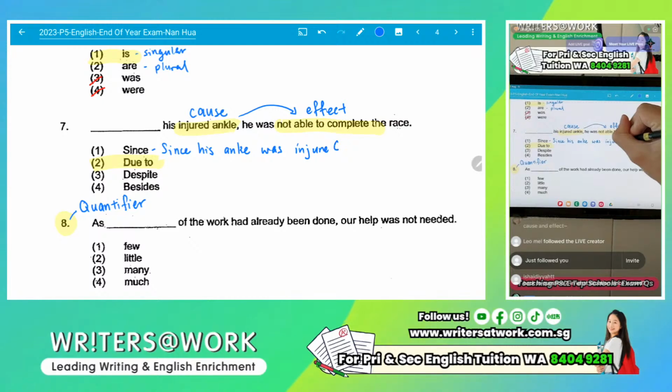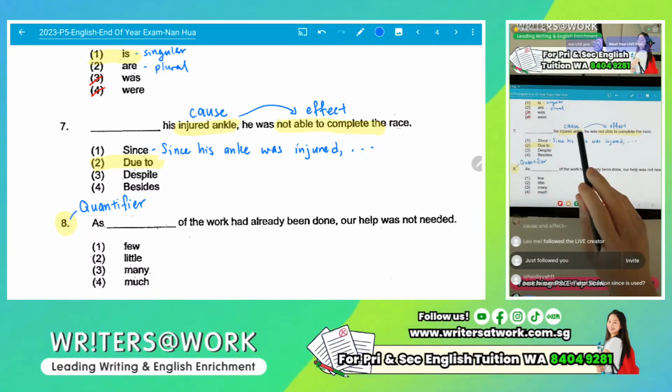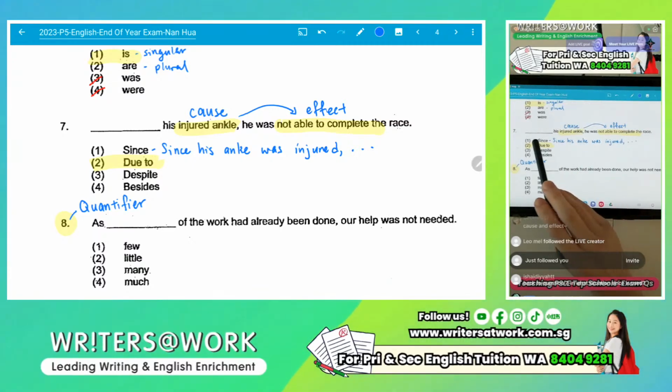And then moving on with the rest of the sentence. Okay. A slight variation of the first clause of this sentence: using due to when the injury or the cause is the subject of the sentence, using since when you're writing it in the passive, since his ankle was injured. Okay, does that answer our questions for question 7?